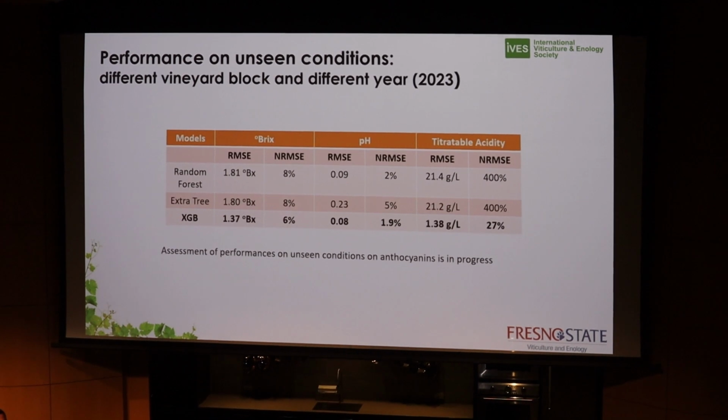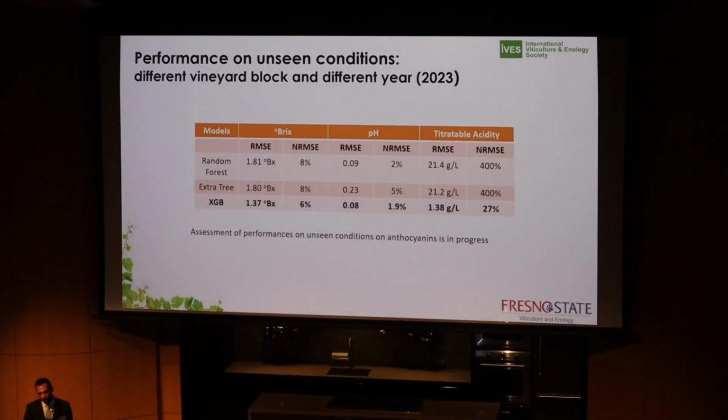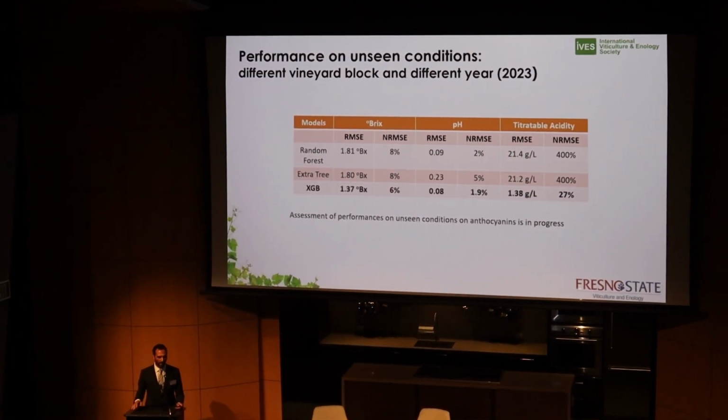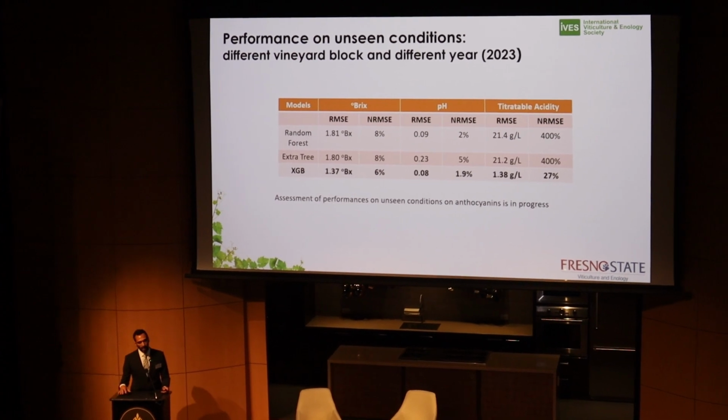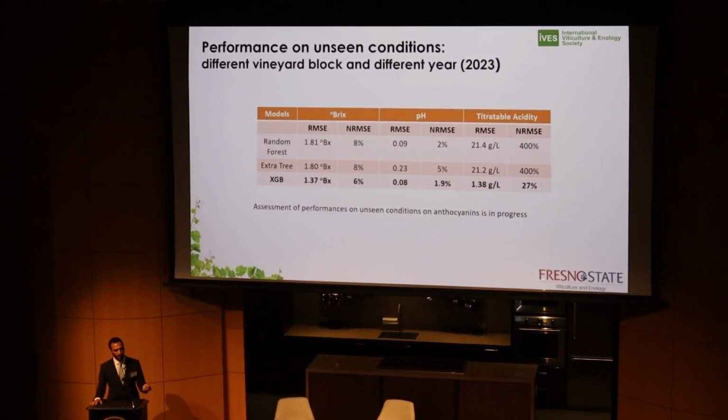Then we went back in a completely different vineyard block and a completely different vineyard, different year to test the system. Well, we just maintained the same varieties. And at this point, I can only show the results on Brix, pH, and TA because I don't have the ones on anthocyanin done yet.